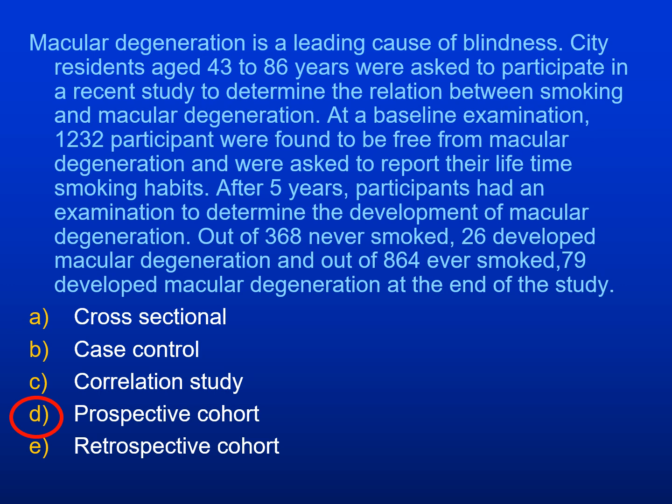This is a prospective cohort because after 5 years of follow-up, macular degeneration developed in some of those who are smokers and another number developed in those who did not smoke, and we can measure the incidence among smokers and the incidence among non-smokers, and we can calculate the relative risk and attributable risk percent, and you can try this on your own.